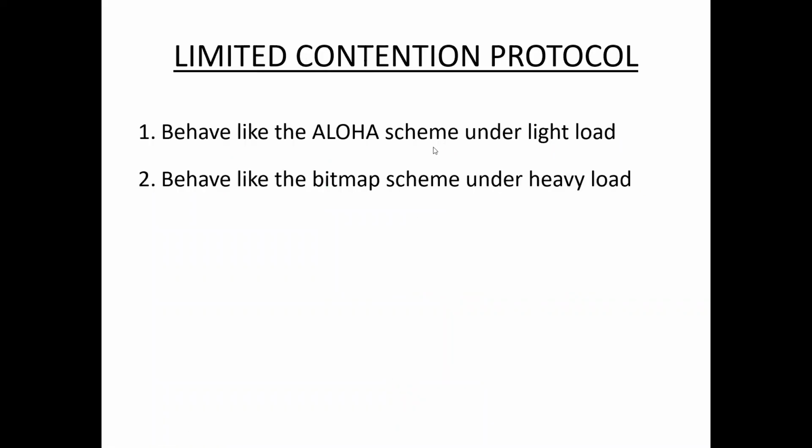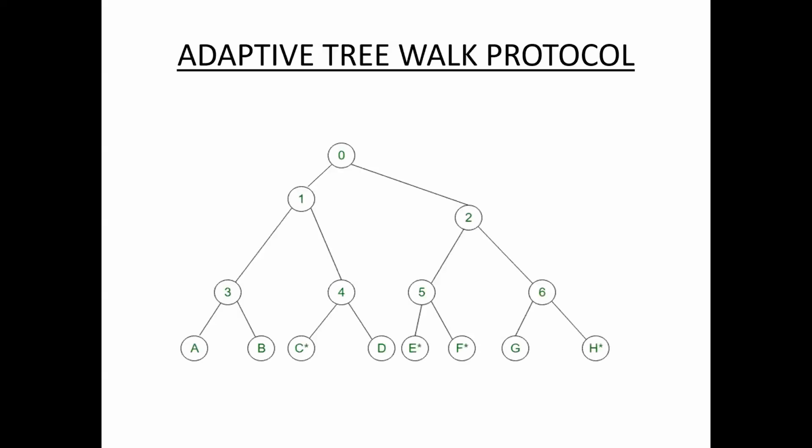Next one, limited contention protocol. A limited contention protocol is a combination of collision based protocols, that is Aloha and CSMA/CD, and collision free protocols, bitmap and binary countdown. So limited contention protocol is a combination of Aloha and the bitmap scheme. It behaves like Aloha when the load is light, and behaves like the bitmap scheme when the load is high. An example of a limited contention protocol is the adaptive tree walk protocol.